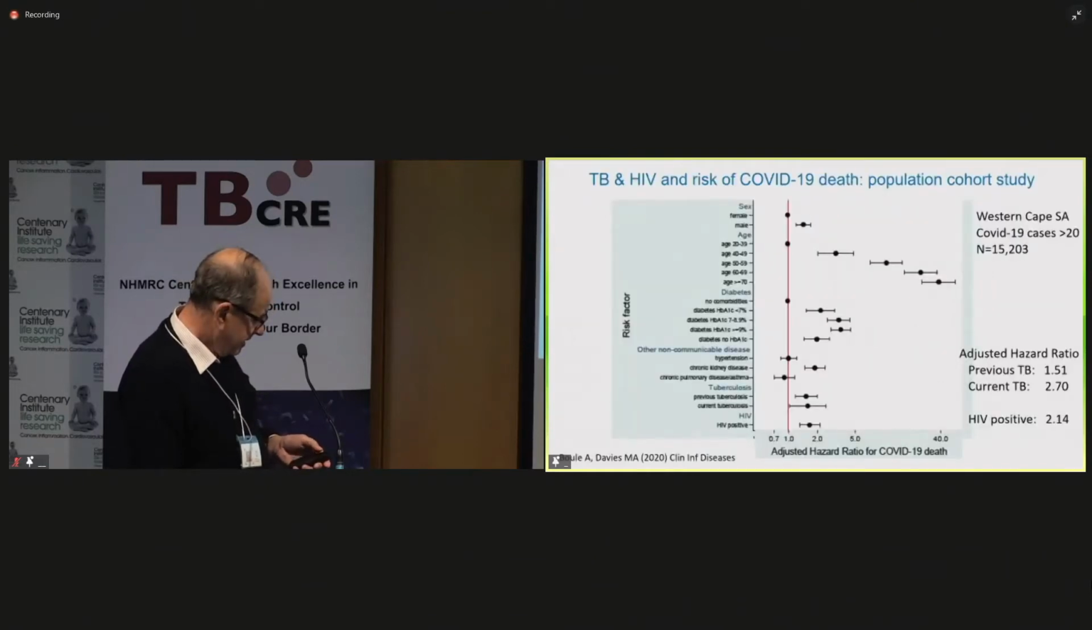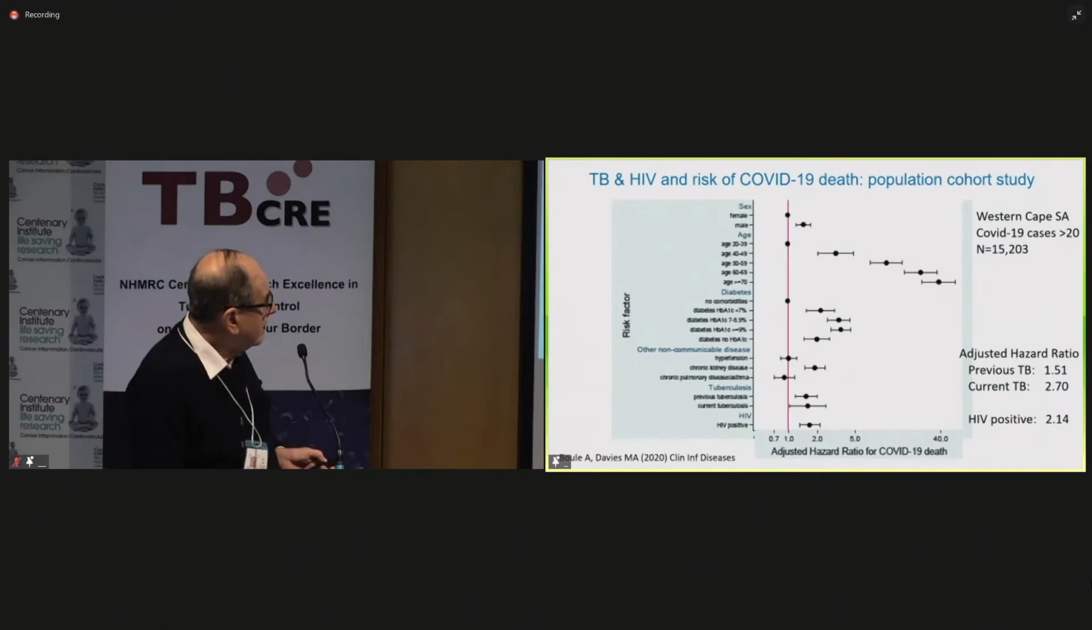This is, I think, a population study from South Africa, which was most revealing, where they looked at the mortality rates in about 3 million people in whom they also had matched COVID status. And the first and dramatic thing, this is from the Western Cape, was this dramatic effect of age on the adjusted hazard ratio for COVID death, something which has been repeatedly shown, but is the most dramatic effect.